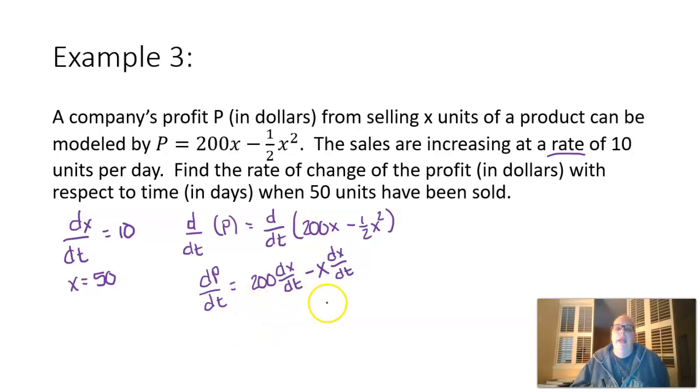Okay, now I think we can plug in our information because we've got our dx/dt, we know what that is. We have an x right here, so we can find the derivative of the profit with respect to time here. We'll have 200 times 10 minus 50 times 10. Now the 200's right here. The dx/dt we said was equal to 10. X we said was equal to 50. And then another dx/dt we know is equal to 10.